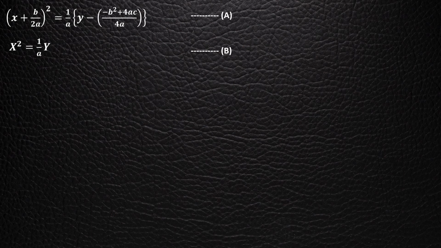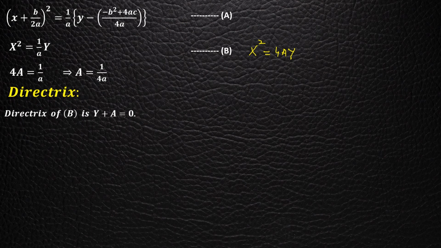We compare equation B with capital X square is equal to 4 capital A y, and we get 4 capital A is equal to 1 over small a. From here we get the value of capital A to be 1 over 4 small a. Now we find the directrix of a given parabola. For this we shall first write the directrix of parabola B, and we know that directrix of B is capital Y plus capital A is equal to 0.